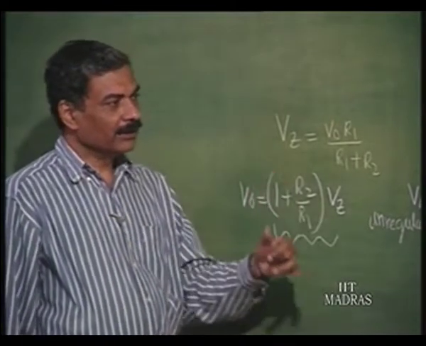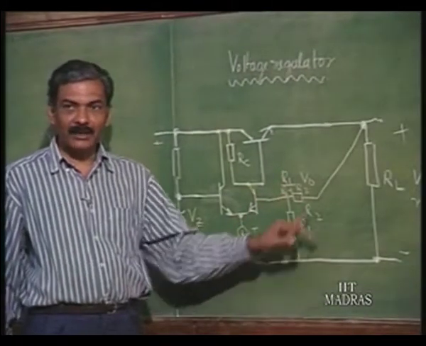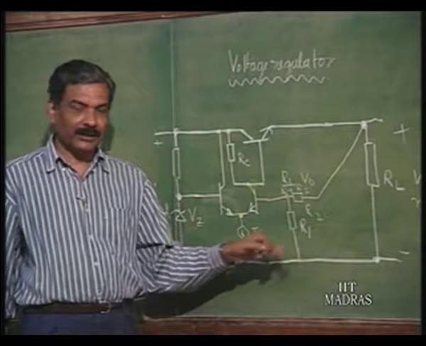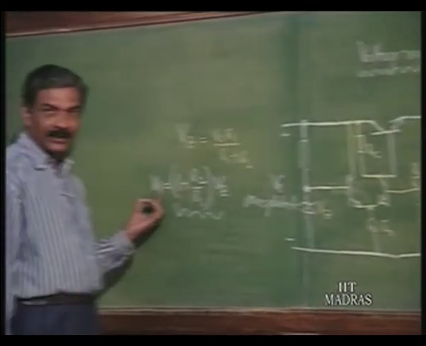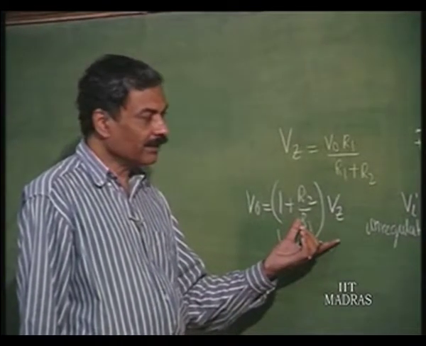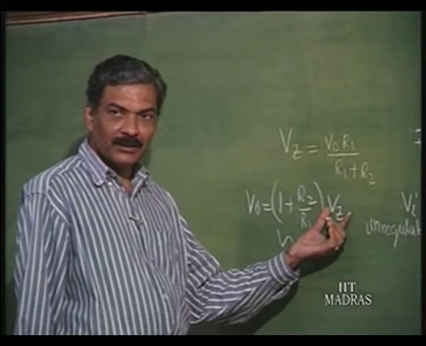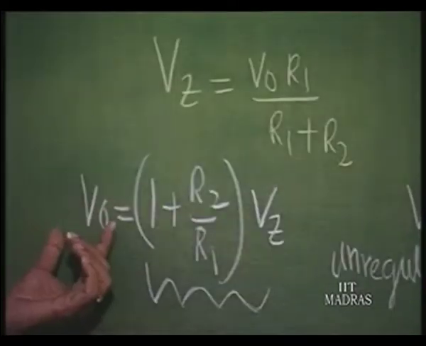So, this network, the R 1 R 2 network, is normally put externally in order to fix the output voltage, the regulated voltage, as what you want given V z. So, in every IC regulator also V z is specified, so that you can fix according to your own requirement what the output voltage should be.